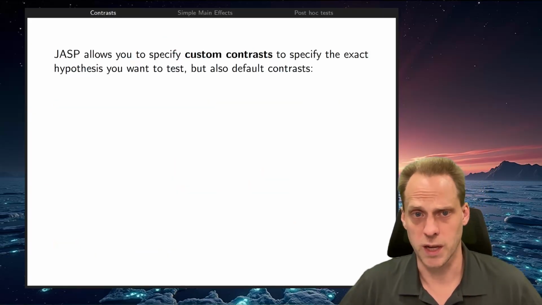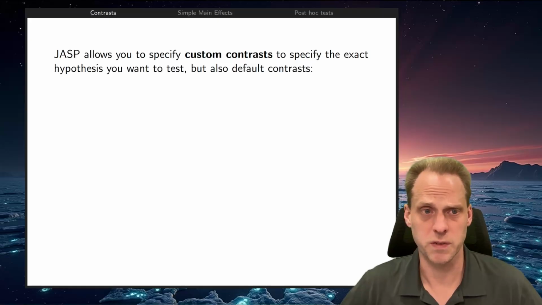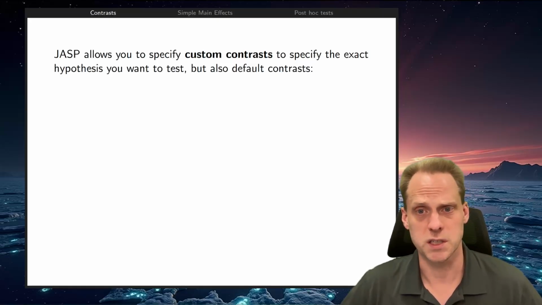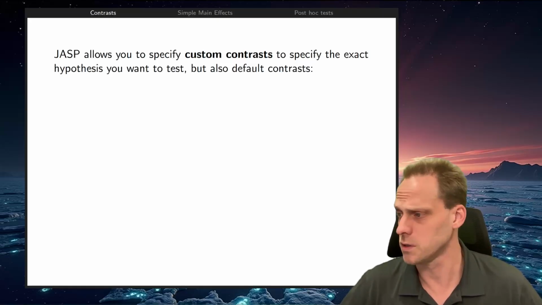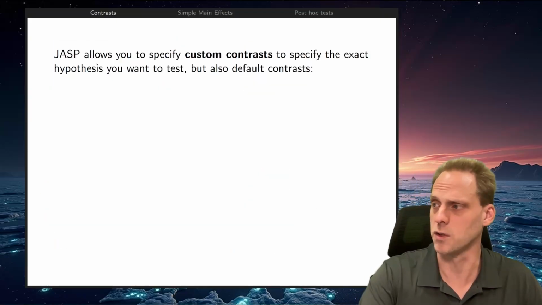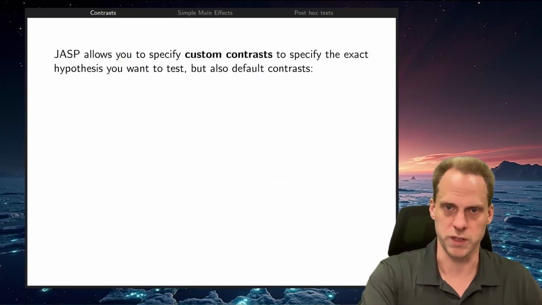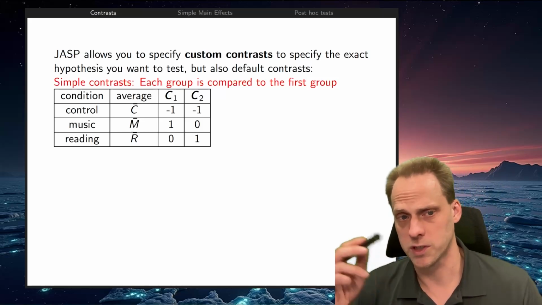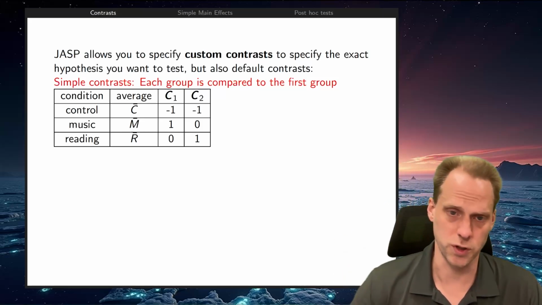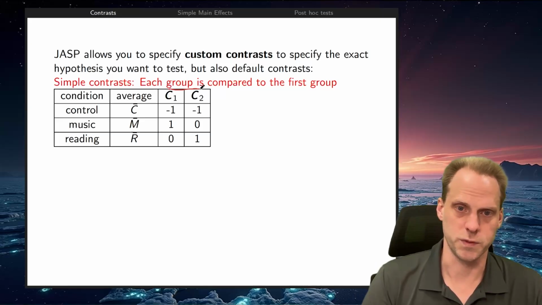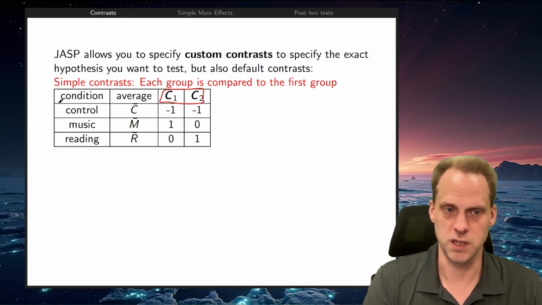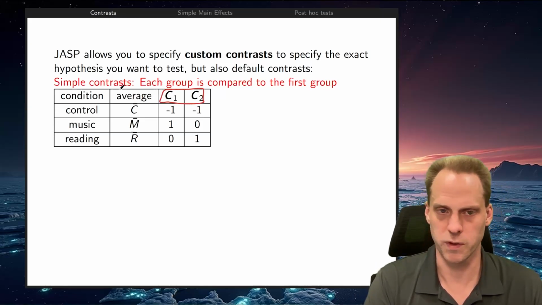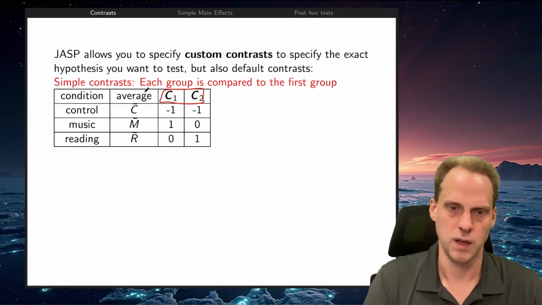JASP also allows you to specify custom contrasts to specify the exact hypothesis you want to test. But you can also use default contrasts that you might hear about. You can specify in JASP, okay, I want simple contrast. If you do simple contrast, then there are 2 contrasts specified. In this case, for this main effect, we have only 3 groups, so we can only do 2 contrasts. Here they're compared to the first group, so you can do control against music and control against reading.